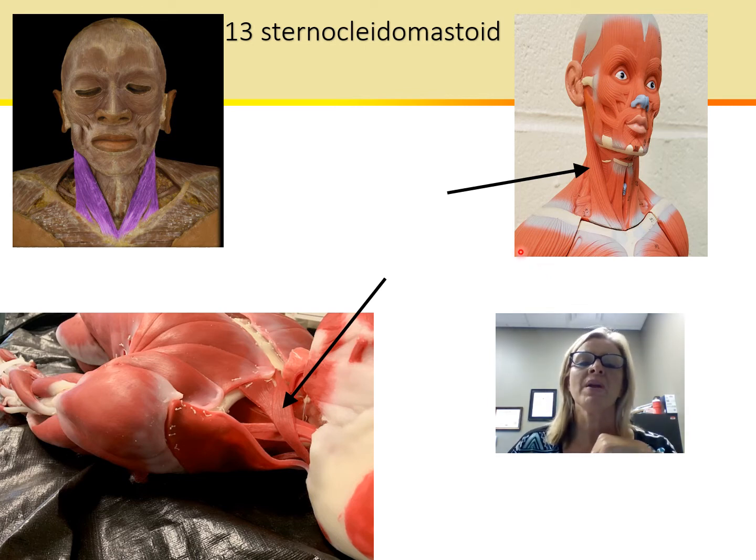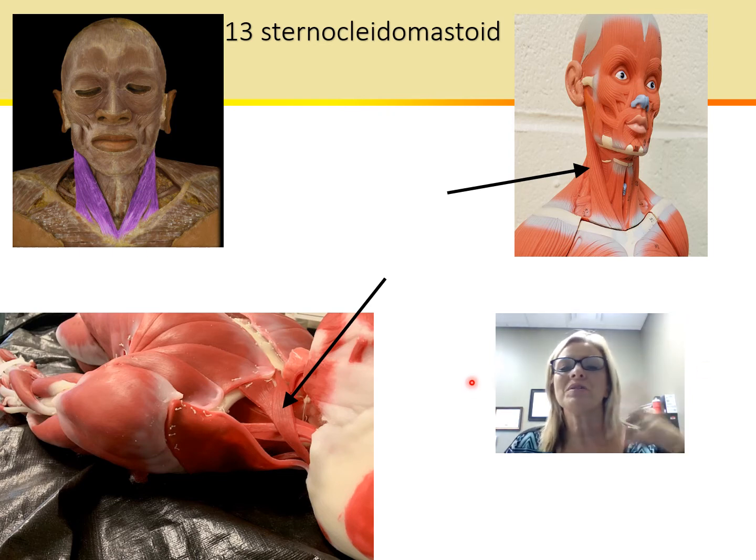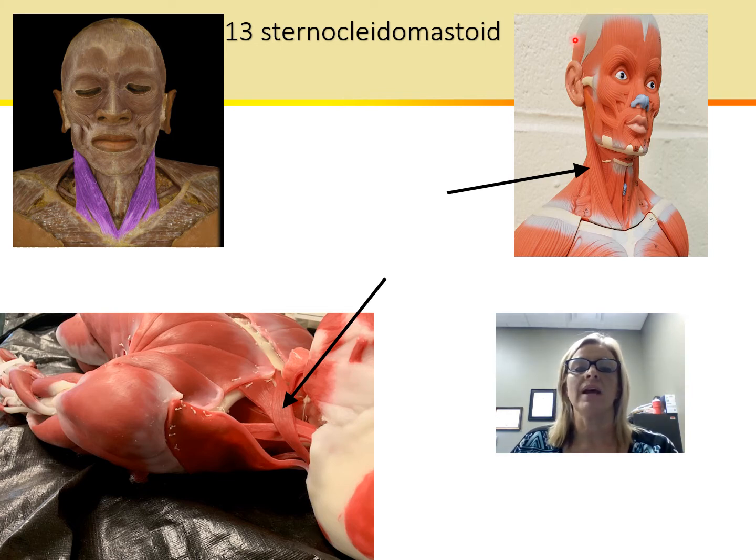It's really thickened. So the sternum, clavicle, and mastoid, that's what sternocleidomastoid is referring to. So these are the muscles of the sternum, clavicle, and mastoid. This draws the mastoid process down towards the same side, which causes the chin to turn up towards the opposite side. And so these all act together. The muscles of the two sides flex the neck.